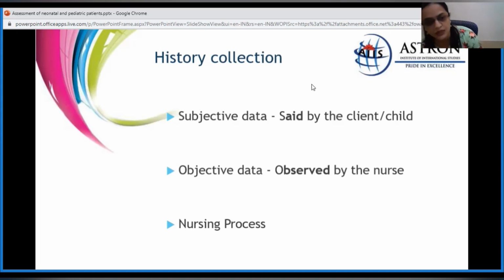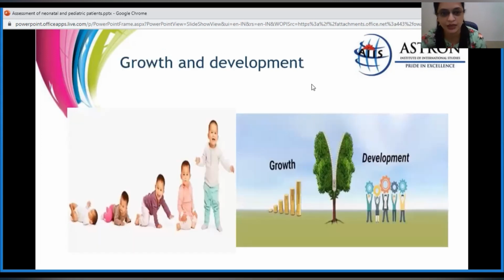The subjective data is the demographic information about the patient and the family, and the past and current medical history. That we call subjective data. Objective data is the information gathered during your physical assessment. Then your nursing process will start.